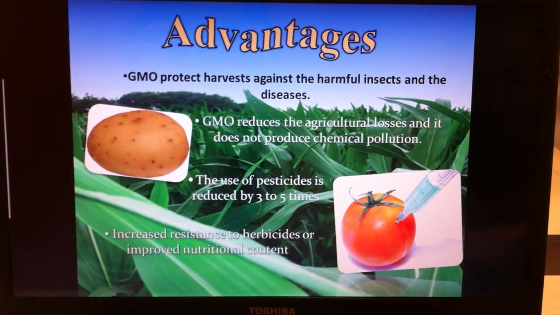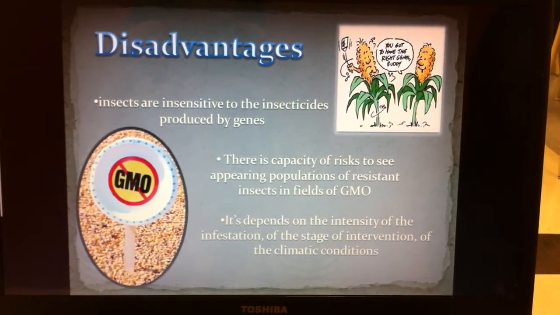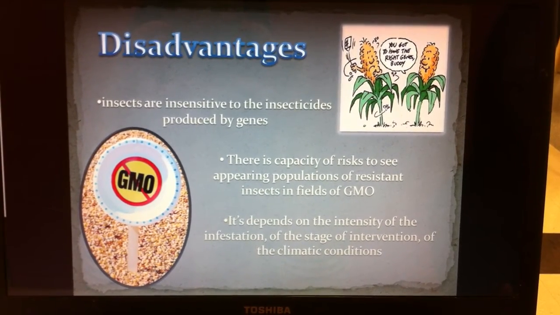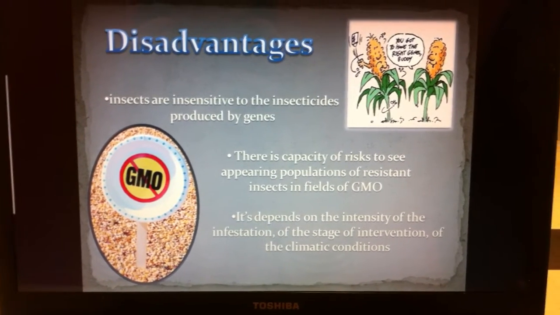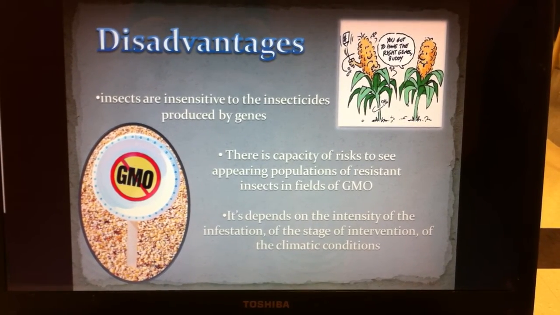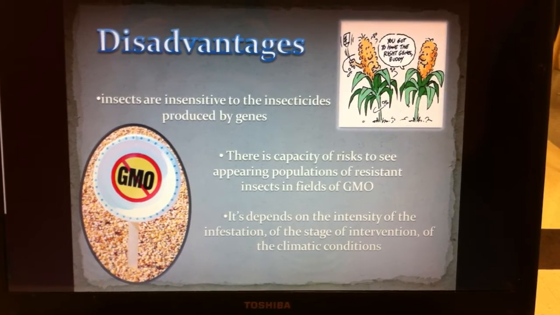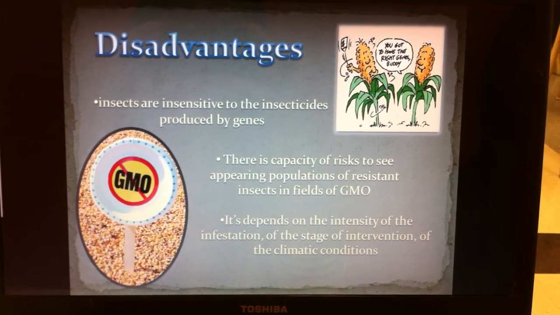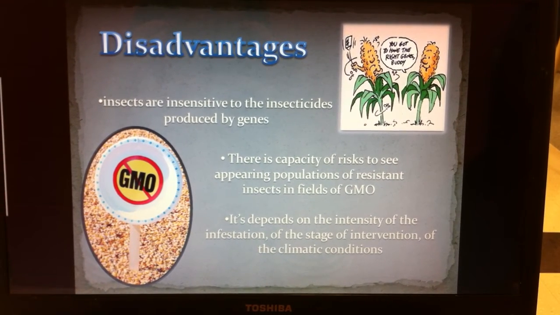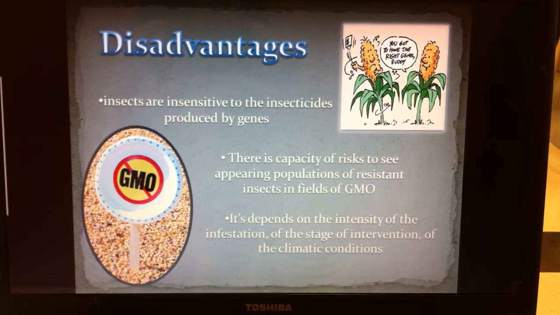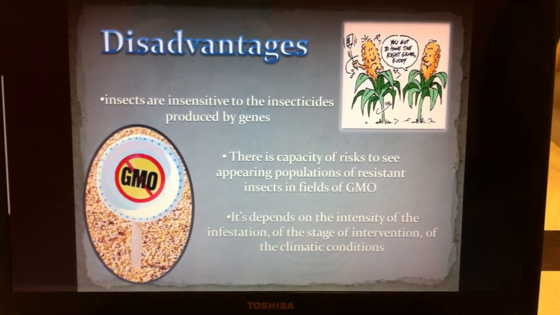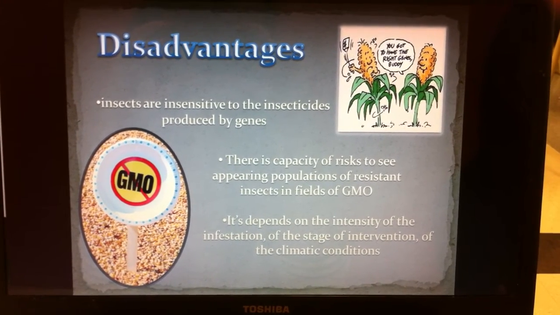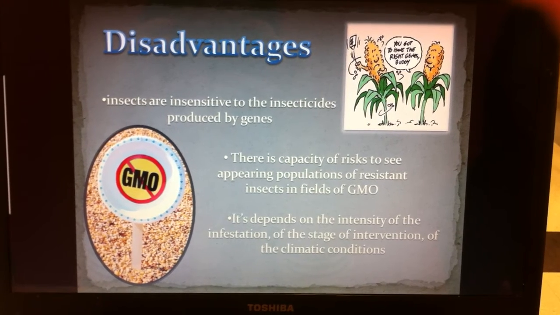However, some insects are insensitive to the insecticides produced by genes. Then the protection is inadequate. GMO still have many disadvantages. There is a risk of seeing populations of resistant insects appearing in fields of GMO, like in Malaysia and in Japan. Its effectiveness depends on the intensity of the infestation, the stage of intervention, and the climatic conditions.